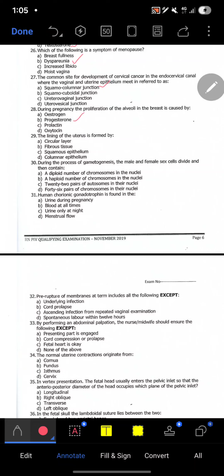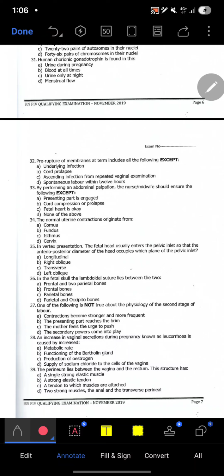Question 29. The lining of the uterus is formed by, the correct answer is D, which is columnar epithelium. Question 30. During the process of gametogenesis, the male and female sex cells divide and then contain, the correct answer is B, which is a haploid number of chromosomes in the nuclei. Question 31. Human chorionic gonadotrophin is found in, the correct answer is A, which is urine during pregnancy.